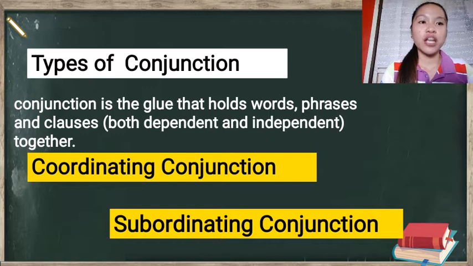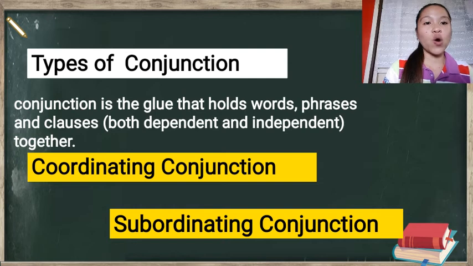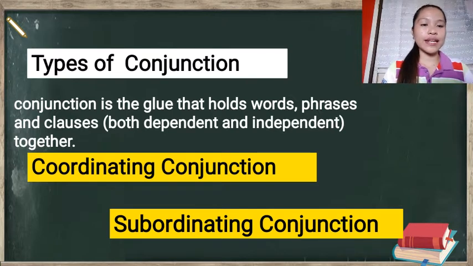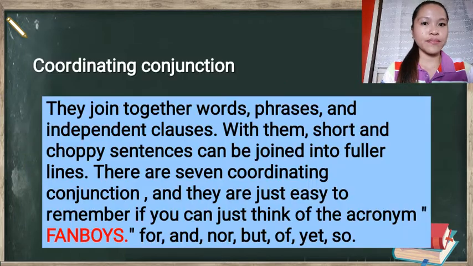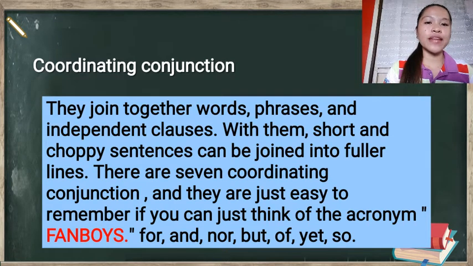Types of conjunctions. Conjunctions are the glue that holds words, phrases, and clauses, both dependent and independent, together. We have coordinating conjunctions and subordinating conjunctions. Coordinating conjunctions join together words, phrases, and independent clauses. With them, short and choppy sentences can be joined into fuller ones.